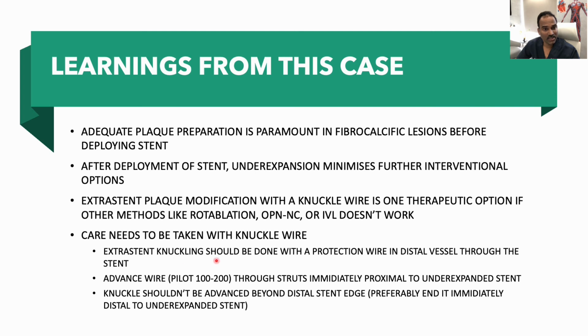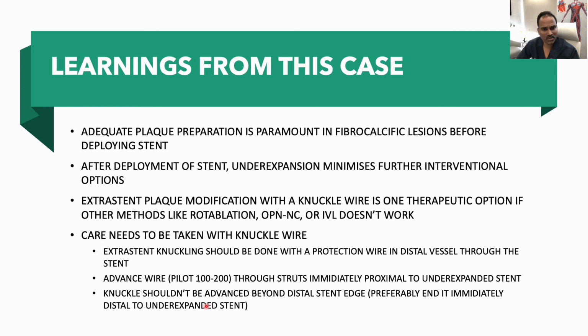Extrastent knuckling should be done with a protection wire in the distal vessel through the stent. This is essentially a bailout wire if something goes wrong, so you can bail out the vessel in no time. Advance a pilot wire through the stents immediately proximal to the under expansion. Don't go subintimally proximal to the proximal edge of the stent.